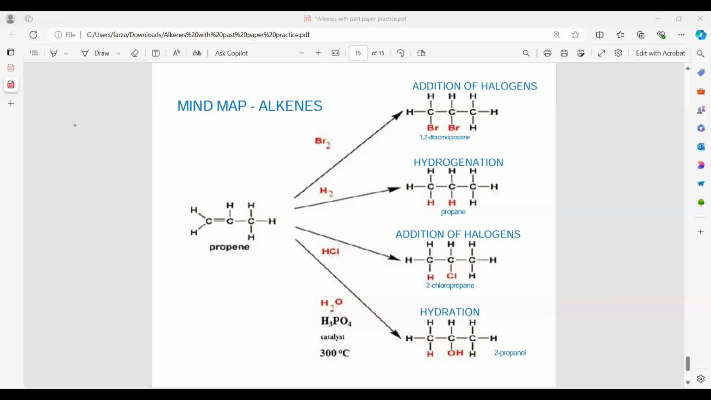Let's skip the polymerization reaction. We will learn in detail about it when we do polymers. Now, coming to a small mind map on alkenes. So, all the reactions are kind of summarized here.